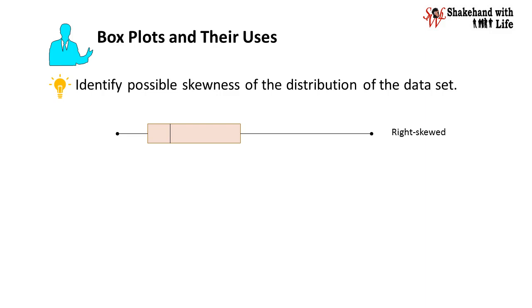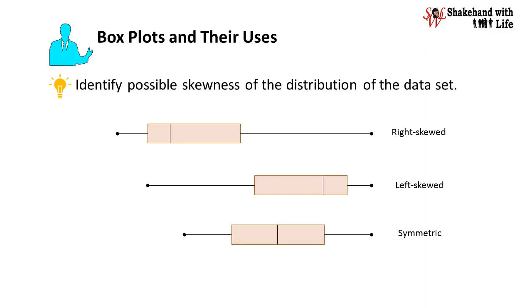If the portion of the box to the right of the median is longer than the portion to the left of the median, and or the right whisker is longer than the left whisker, the data are right skewed. Similarly, a longer left side of the box and or left whisker implies a left skewed dataset. If the box and whiskers are symmetric, the data are symmetrically distributed with no skewness.